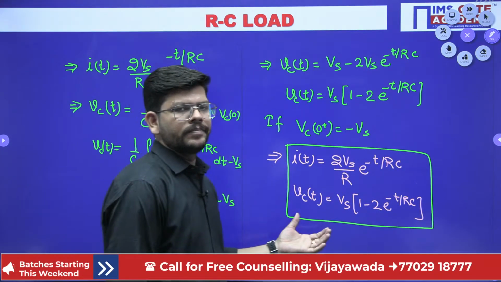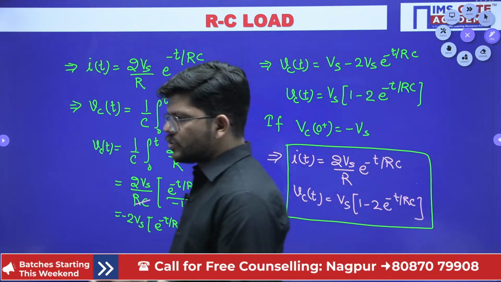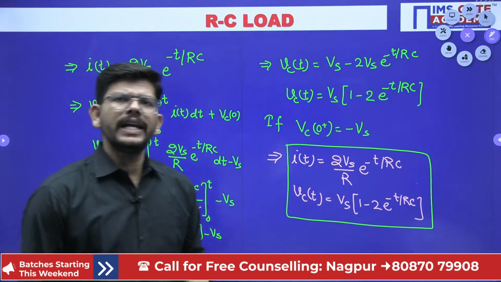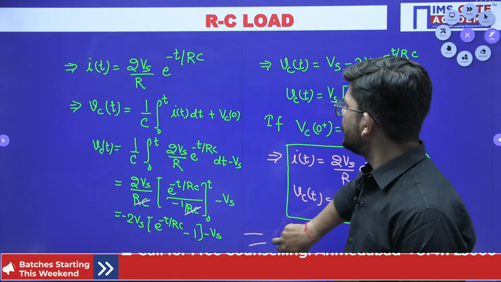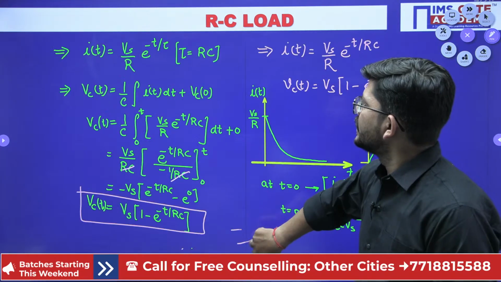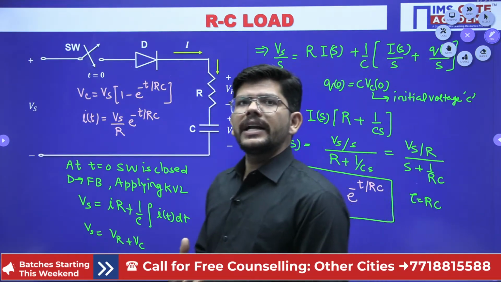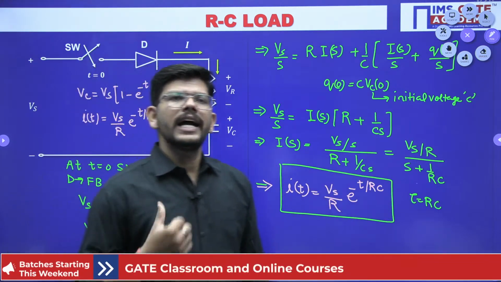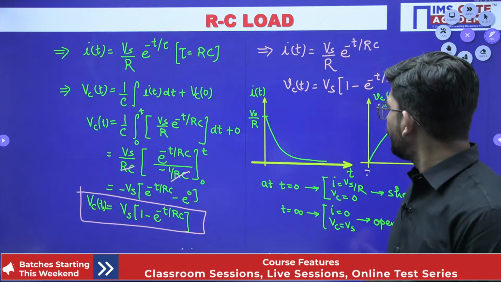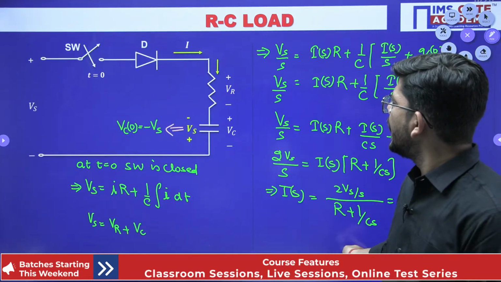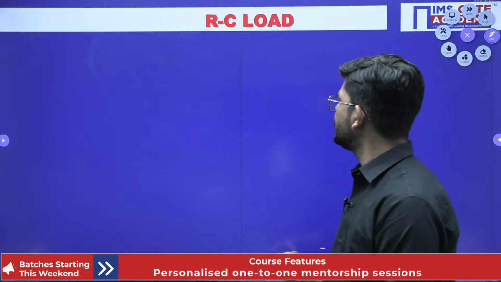Now again you can plot these voltages for t equals 0 and t equals infinity, and you will get the waveform pattern. So what we have analyzed here is an RC circuit: the voltage and current expressions across it, which we have calculated and plotted, and we have understood the behavior of the capacitor initially and finally. So this is all about the RC circuit.